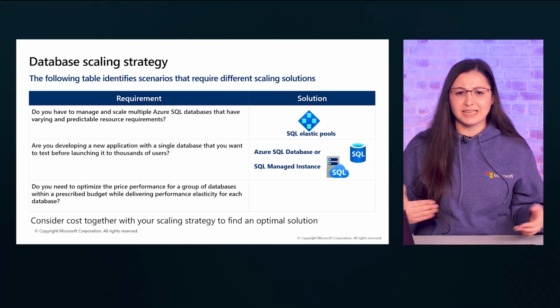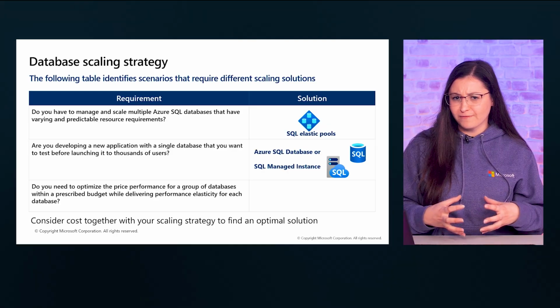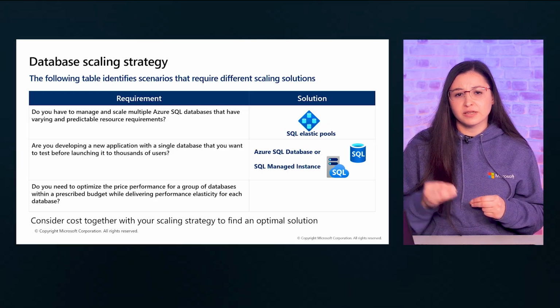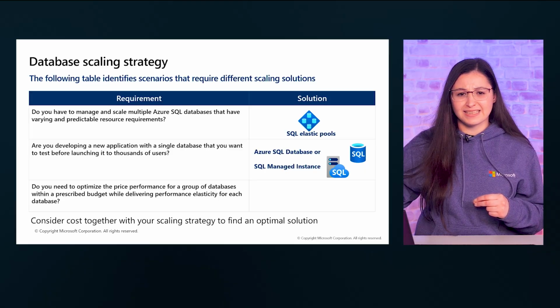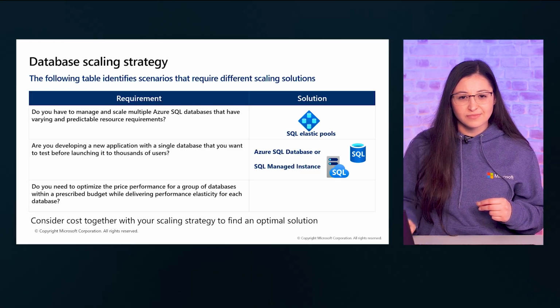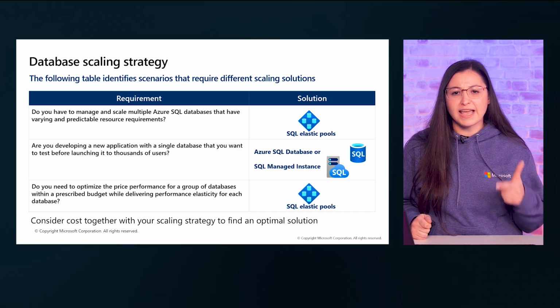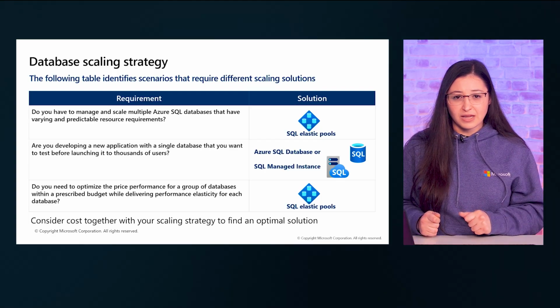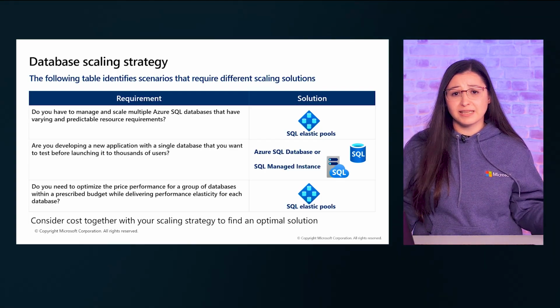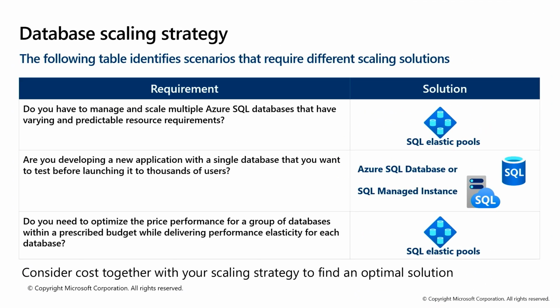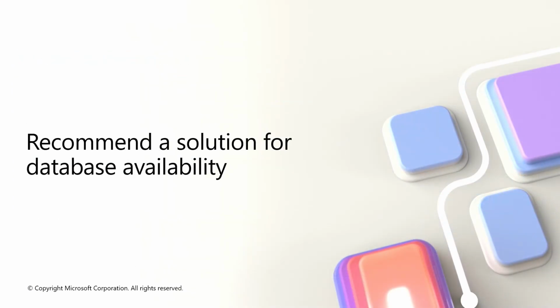Do you need to optimize the price and performance for a group of databases within a prescribed budget while delivering performance and elasticity for each and every database? You can choose Elastic Pools. Those provide us cost predictability and shared capacity. Single database scaling gives us simplicity and clear performance tuning. Your application SLA is basically the product of your weakest dependency. Databases are often that dependency. Let's learn how to recommend a solution for database availability.